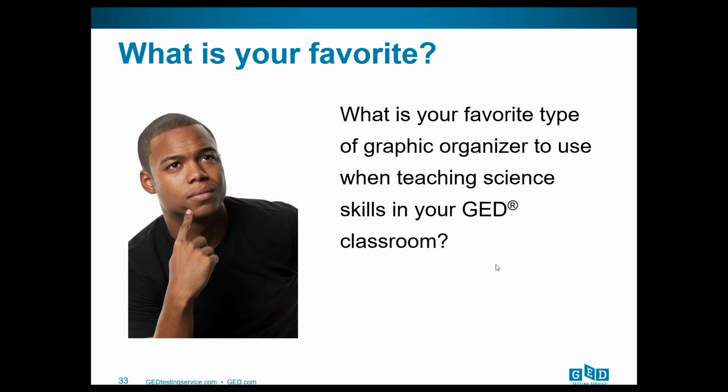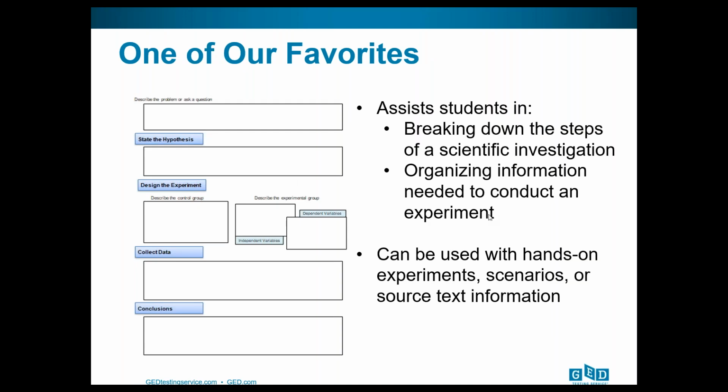Cause and effect. That's one of the things that a lot of our adult education students really struggle with, being able to both identify and analyze. Timeline for experiments. Okay, so Daphne, you want to talk about one of our favorites for science?